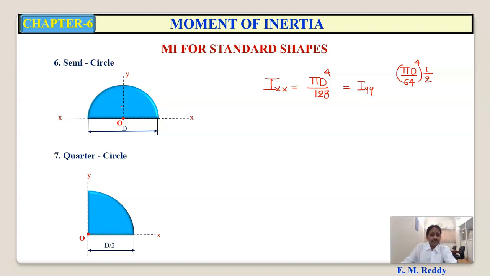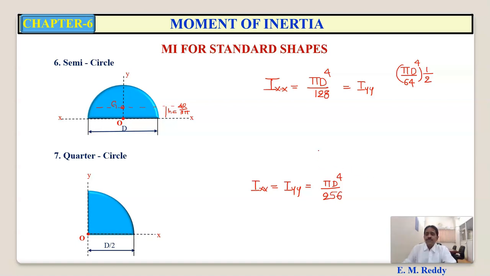If you want to find the moment of inertia about the centroidal axis, that is, about the axis passing through the centroid, then what do you have to do? You have to use the parallel axis theorem. Here the distance between these two parallel axes is 4r by 3 pi. Is it clear? Now for a quarter circle. For the quarter circle, the moment of inertia about the x-axis is equal to the moment of inertia about the y-axis, which is equal to pi d raised to 4 by 256.